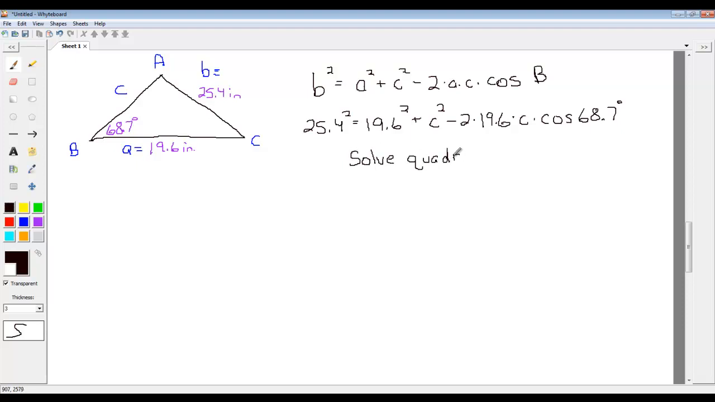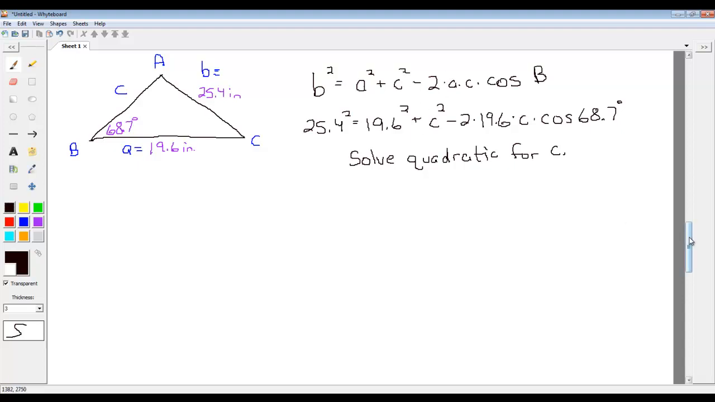You're going to get two answers, positive and negative. But since we're talking about the length of a side of a triangle, you're going to go with positive. So you'll be able to do that to find C. And once you know C, you know three sides and an angle, you can then go in if you want to and use law of sines or some other method to find the other two angles.